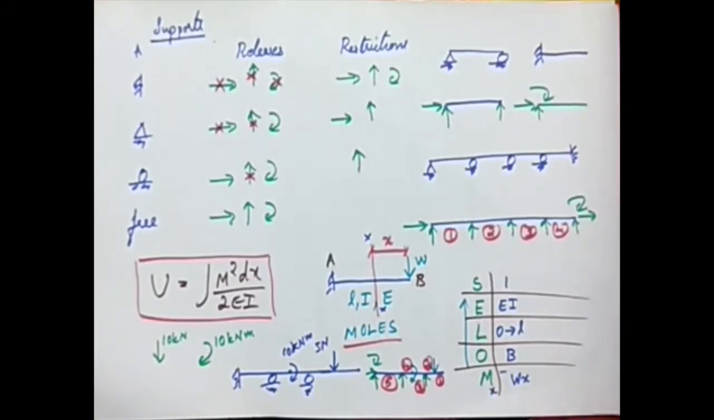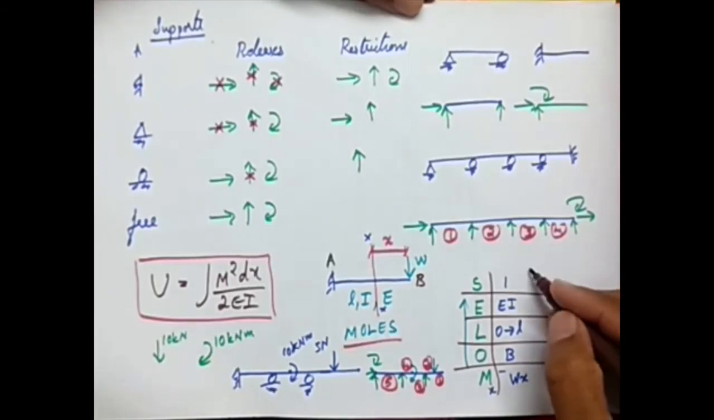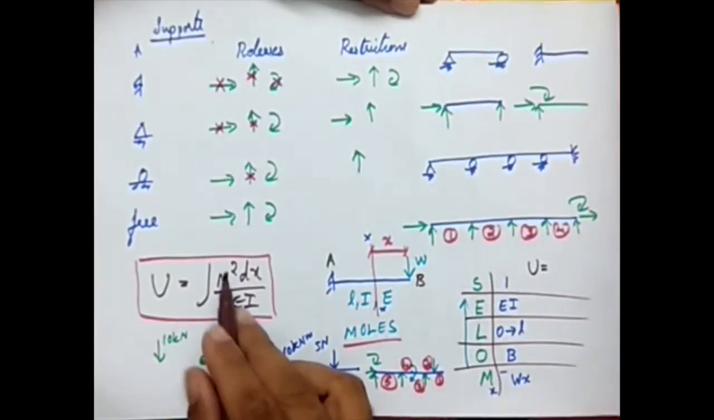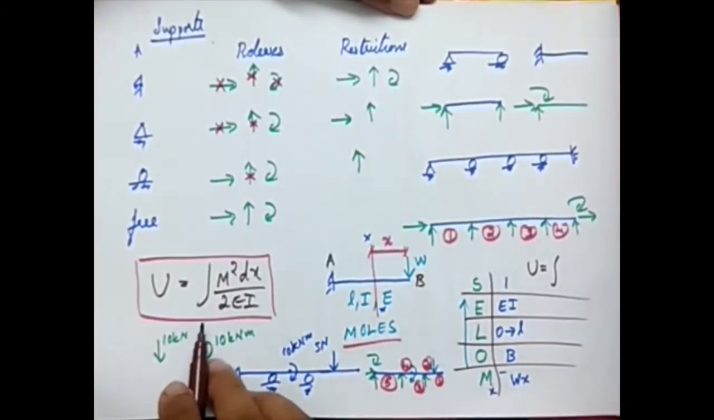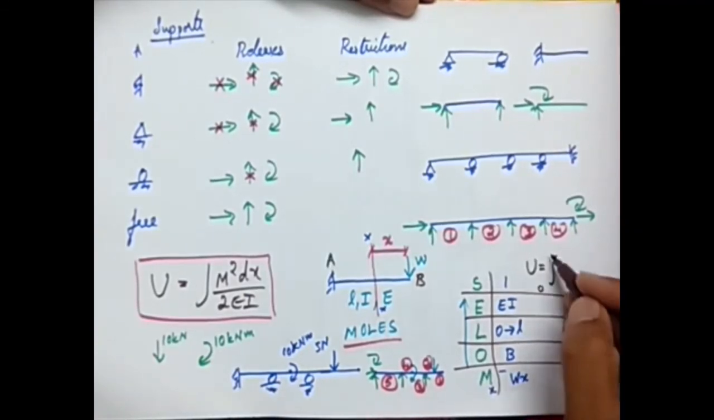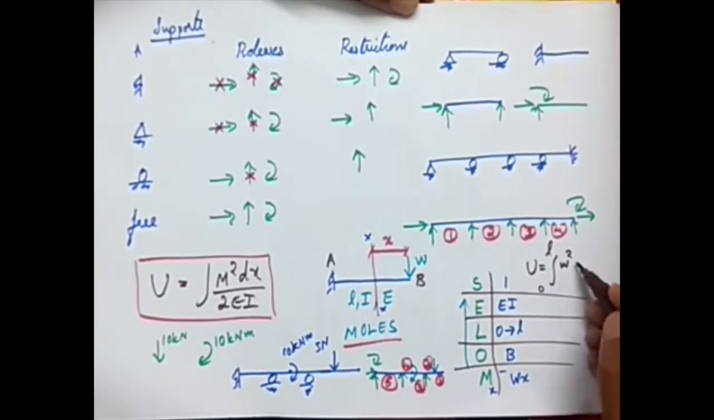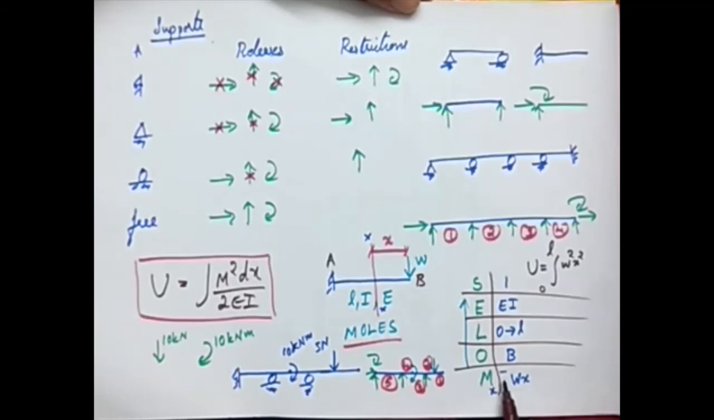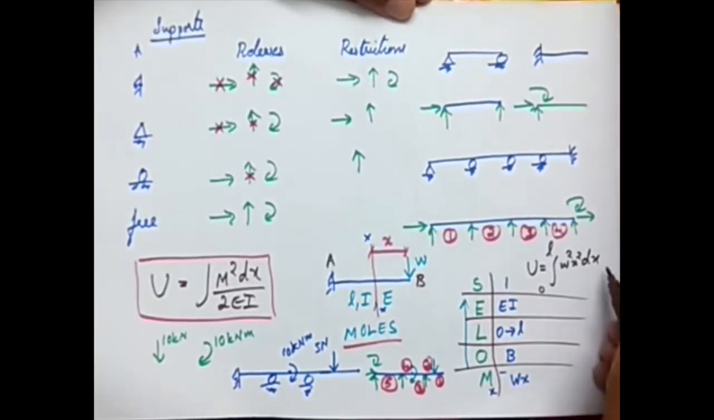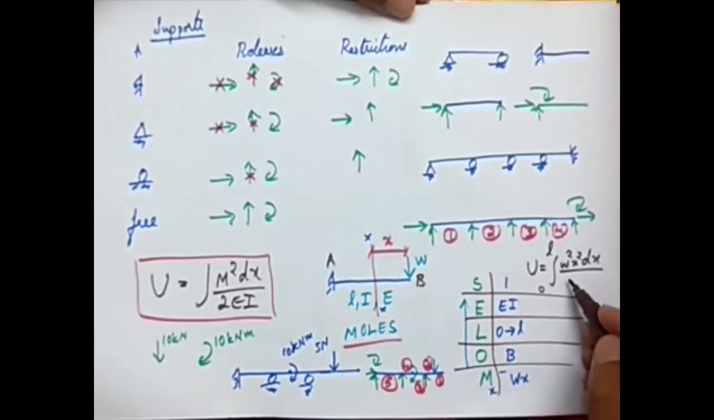We'll calculate here itself. There is some space left on this page. We'll go with that. So I'm going to calculate U, which is the integral, and what should be the limit? 0 to L. M squared: M is minus Wx, so M squared is going to be W squared X squared. The square of a negative becomes positive. dx, and EI is EI itself, so I can directly substitute EI. So I have this condition.